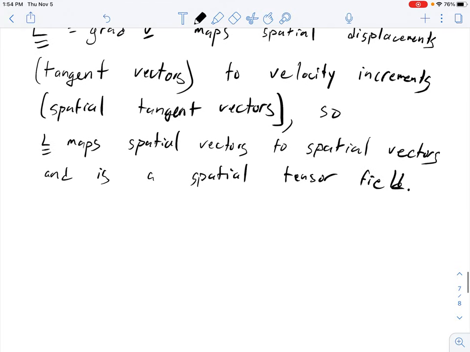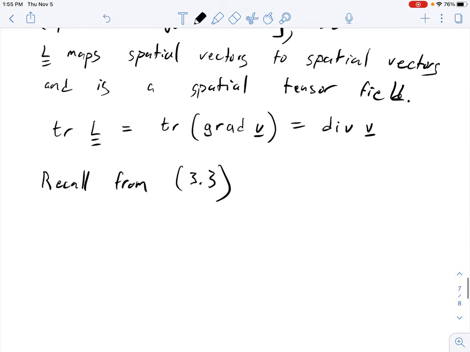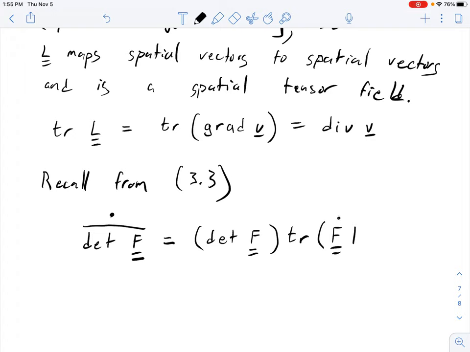All right. Well, the trace of L is equal to the trace of the spatial gradient of V, by definition, and that by definition is the spatial divergence of the velocity. So let's remember back to section 3.3. The time derivative of the determinant of a tensor is equal to the determinant of that tensor times the trace of the time derivative of that tensor times its own inverse.